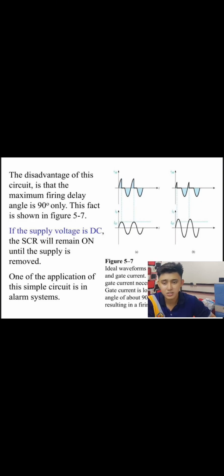In figure 5.17, ideal waveforms of SCR main terminal voltage and gate current. The dash line, the one you see, represents the gate current necessary to fire the SCR, or IGT. When the gate current is low, it results in a firing delay angle of about 90. When the gate current is high, it results in a firing delay angle of nearly 0. Next slide.